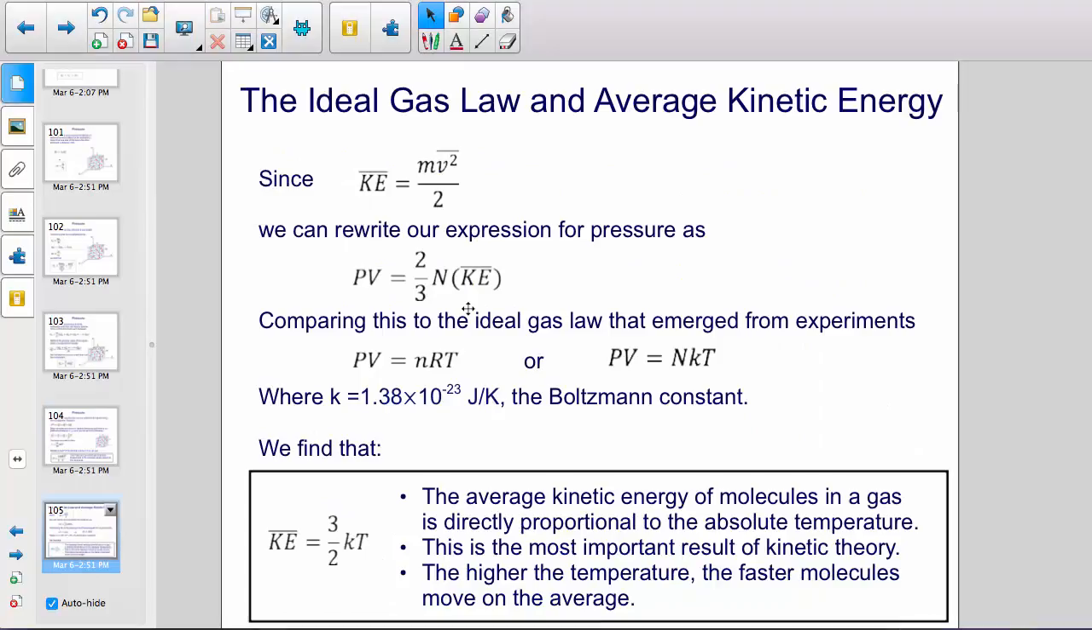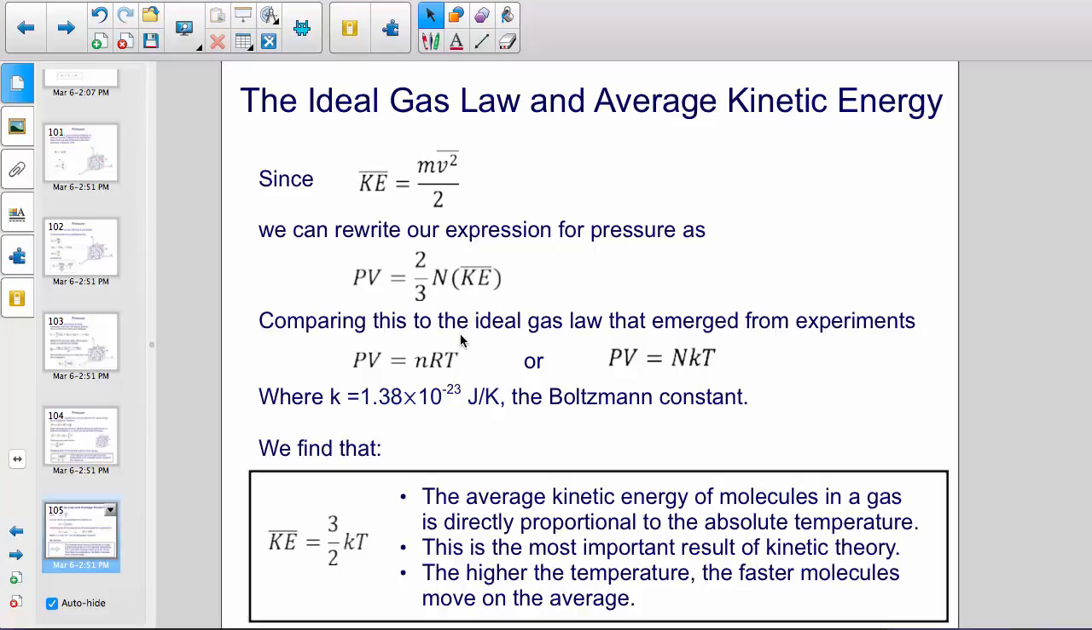Now let's use kinetic theory to find the average kinetic energy. Since the average kinetic energy would have to be the mass of a single particle, since they're all the same, divided by 2, multiplied by the mean square speed, we can rewrite our expression for pressure as follows, that PV equals 2/3 times the number of particles times the mean kinetic energy.